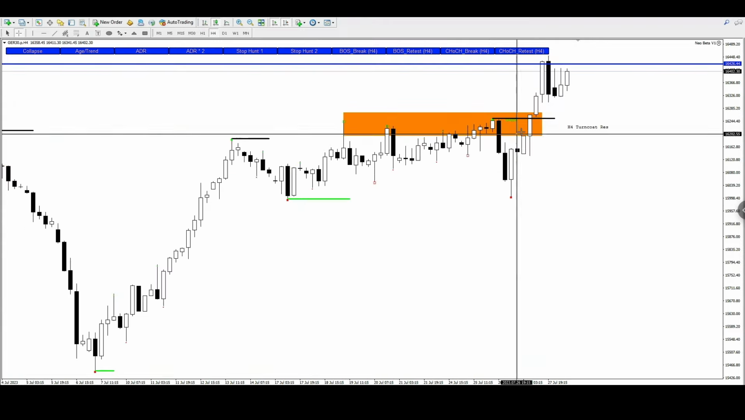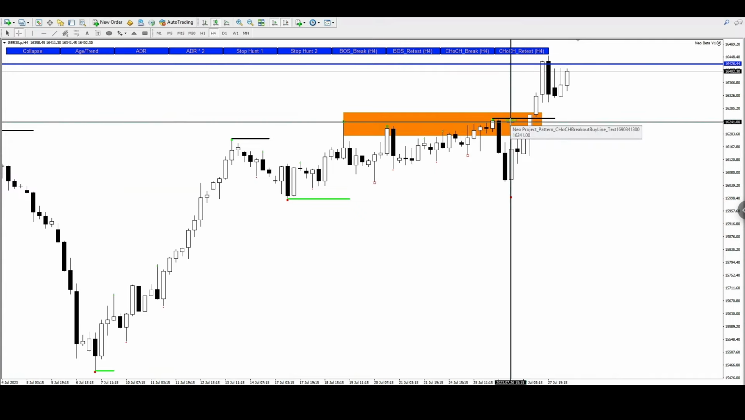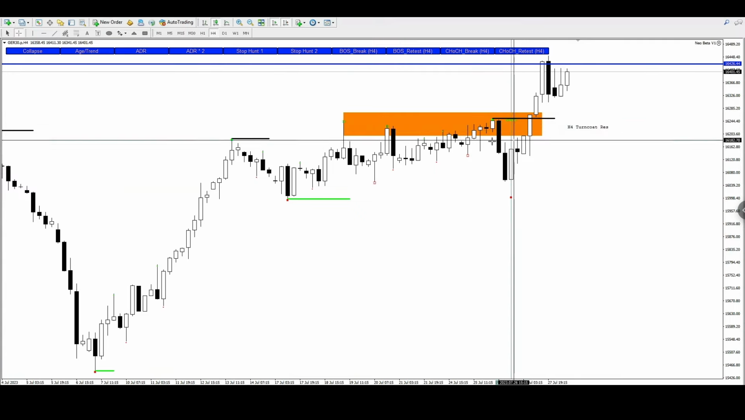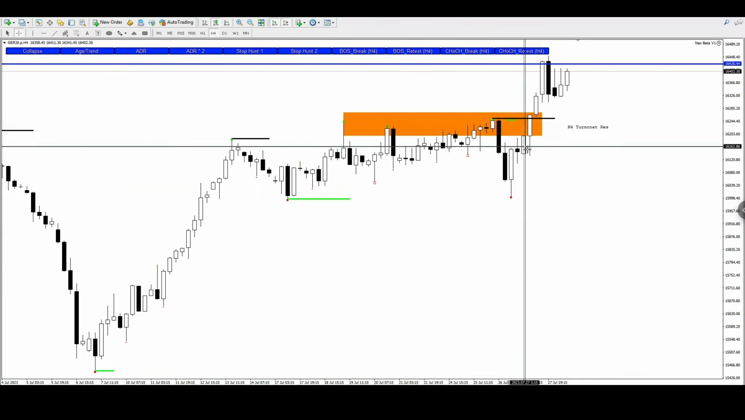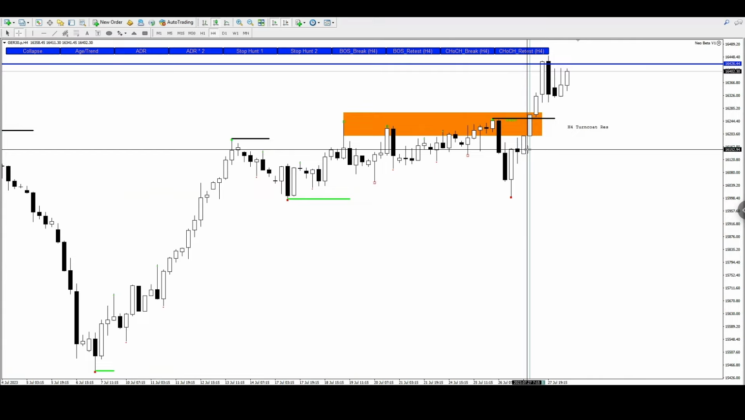Okay, so here's German 30, and as you can see here, there is writing saying there's a change of character here, and this is exactly what NEO looks like when there was a break of structure, so you could get into a trade setup. So like I've said, I've not gone over all the steps of confluences here.